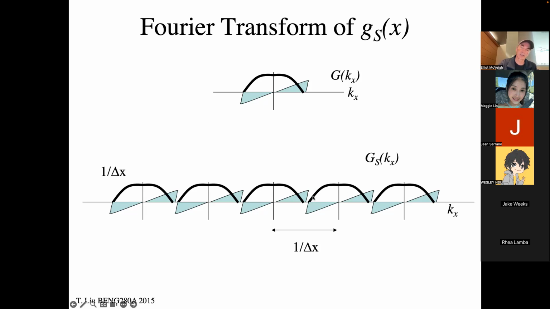If this falls off such that when I sum those together to get this, this is a good representation of the Fourier transform of this function, right?